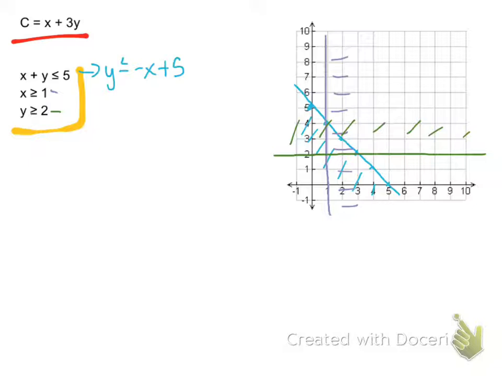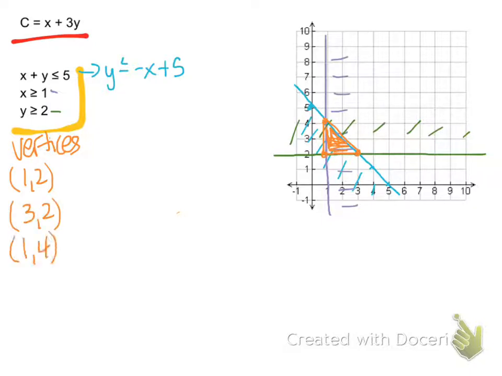And then again in a different color, or at least darker if you're just using your pencil, we need to figure out where exactly these lines cross and what our shaded region is, our feasible region. And so now that we've done that, we can determine that our vertices are at 1, 2, 3, 2, and 1, 4.